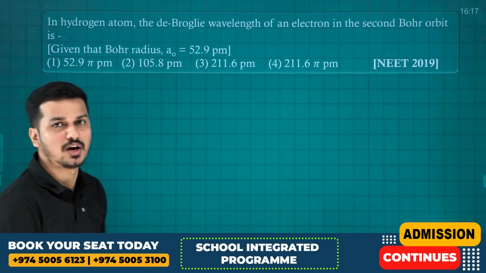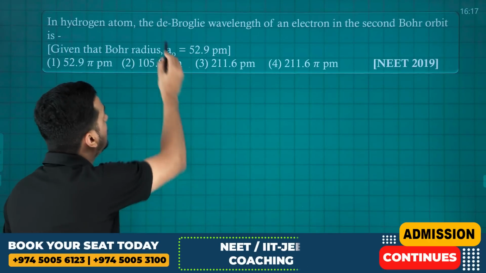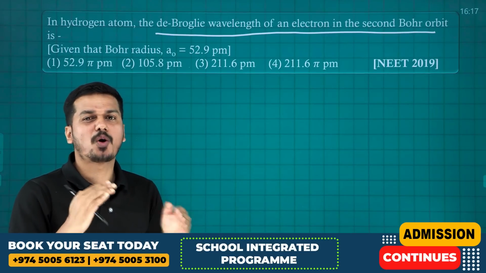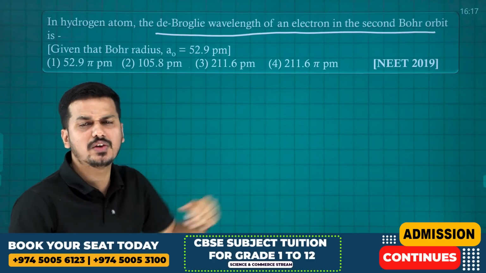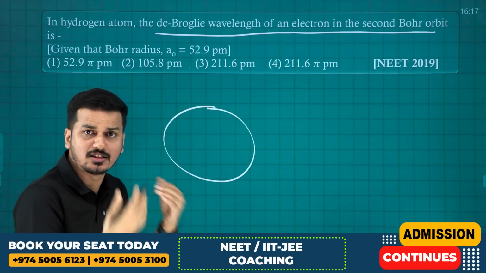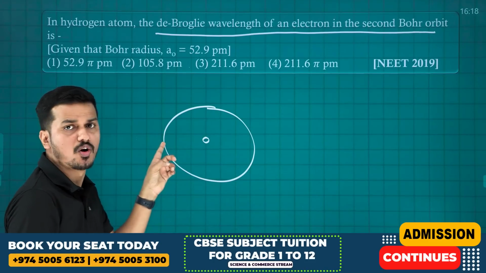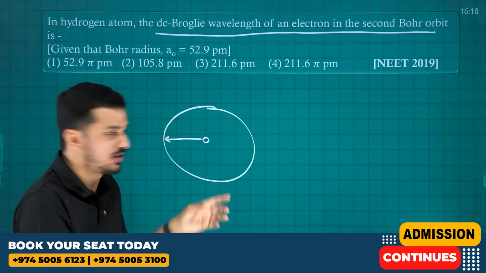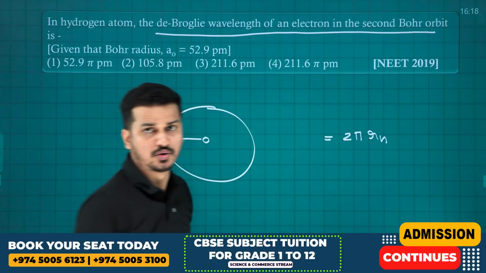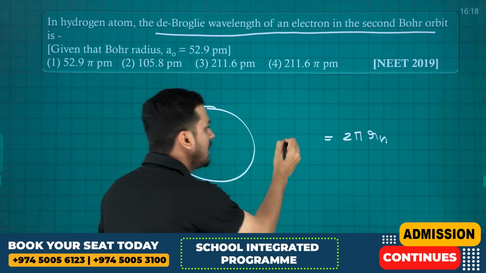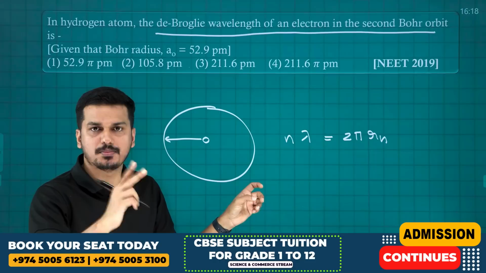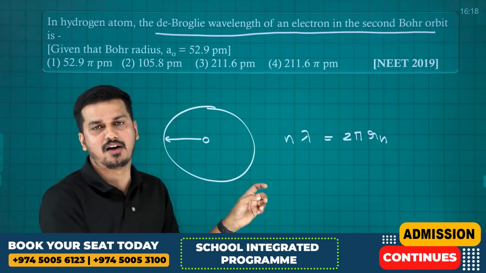This is a question they asked again in 2019. In a hydrogen atom, what is the de Broglie wavelength of an electron in the second Bohr orbit? They actually try to relate the de Broglie wavelength and the radius. How can we connect them? Simple idea. If the electron is in the nth Bohr orbit, its circumference, 2 pi Rn, equals n times the wavelength in that orbit. So n lambda equals 2 pi Rn. First orbit means 1 wavelength, second orbit means 2 wavelengths, third orbit means 3 wavelengths. Like that we can connect.